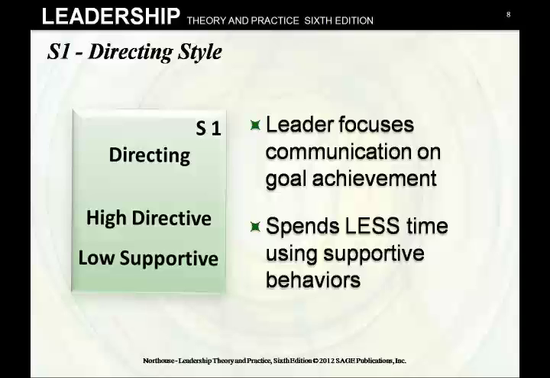As you can see from the matrix, there are 4 types of leadership styles in the situational leadership model. It's broken out into 4 different kinds: S1, S2, S3, S4. I'm going to review each of those styles. The first one is the directing style. The directing style focuses the leader's communication on goal achievement. The first style is considered a high directive, low supportive style. Using this style, a leader gives instructions about what and how goals are to be achieved by the subordinates, and then supervises them carefully. So they're spending less time using the supportive behaviors, as I talked about, and they're more directive.